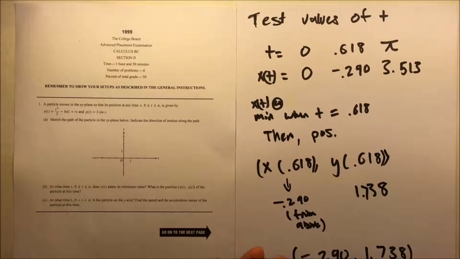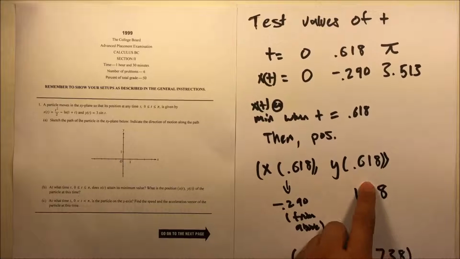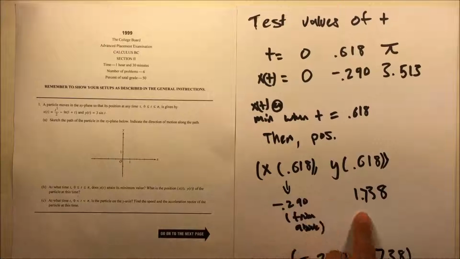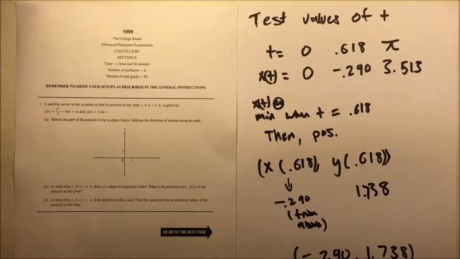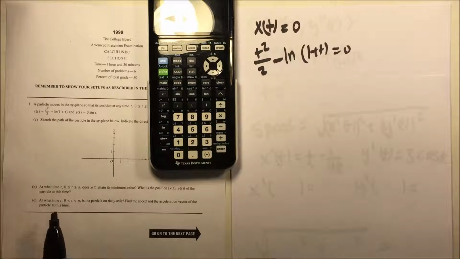So now you have to remember to find the position. This is a common error, forgetting to do the position, and we move on to the next one because we're hurried or rushed. The x value we know from earlier, and for y of 0.618, we just plug it into y equals 3 sine t, and we get this number. So our answer for the position is negative 0.290, comma 1.738.